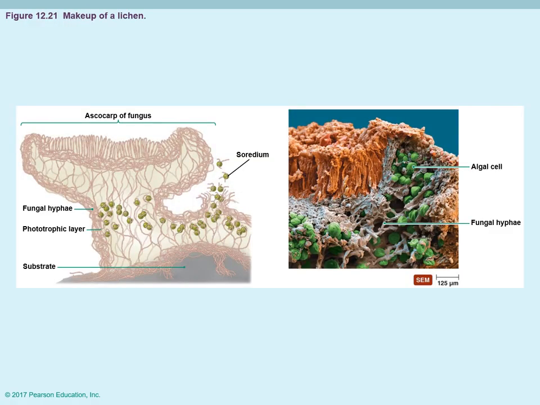So this is showing over here where you have this color. These are all the hyphae strands. So this is the fungus. And then the green in here, these are the little algae. And then this is the rock or whatever, bark of a tree that they may be on. And then once again, you can see in this picture, the green is the algae. All of this is the fungal hyphae.